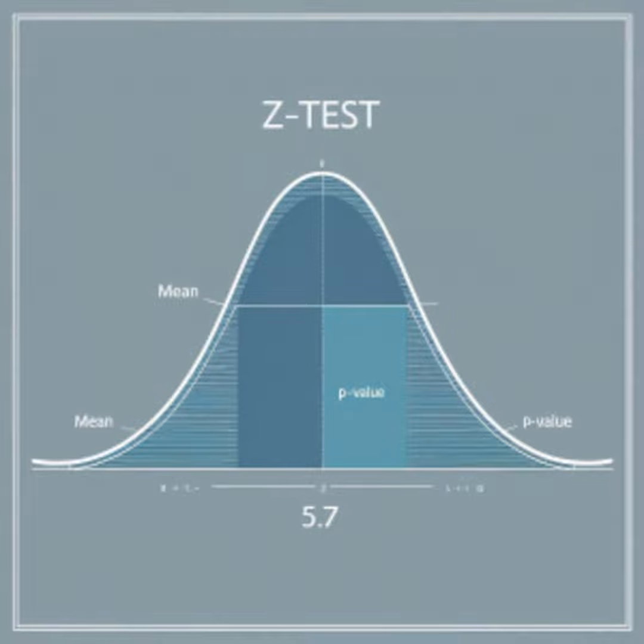Segment 2. Formula and interpretation. Let's give them the formula. Z is equal to x bar minus mu upon sigma upon root n, where x bar is the sample mean, mu is the population mean, sigma is the population standard deviation, and n is the sample size.